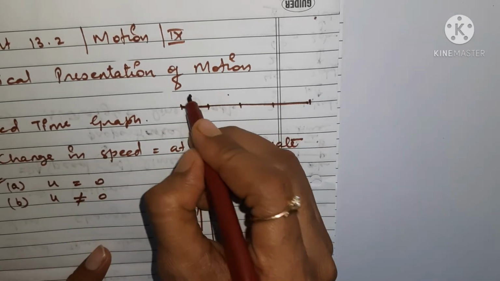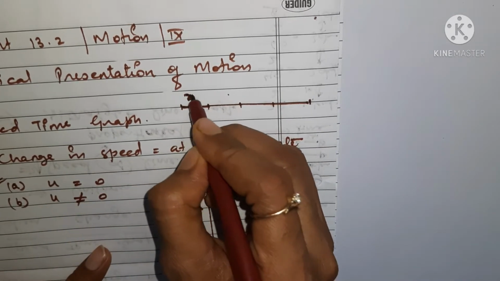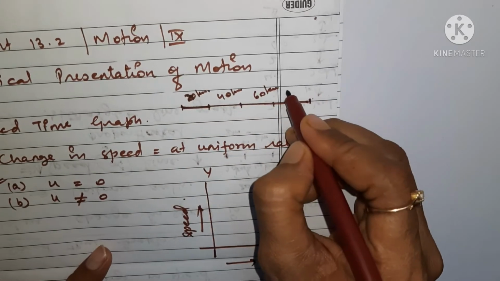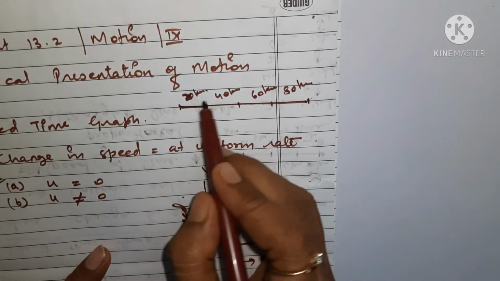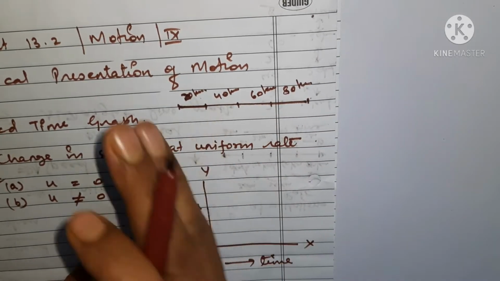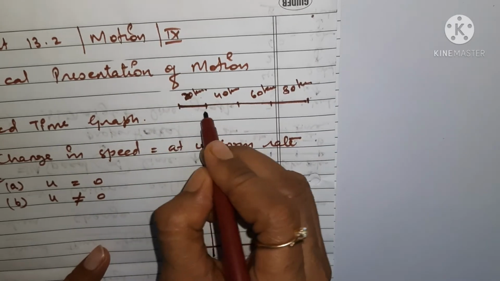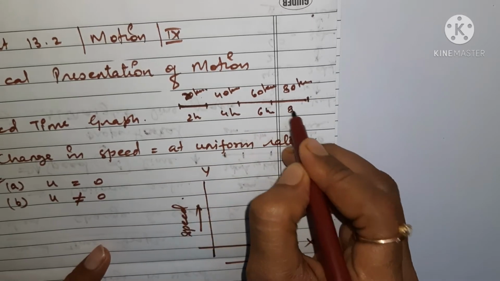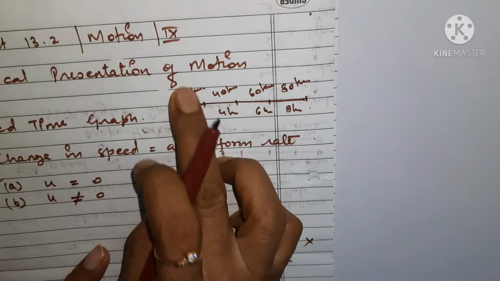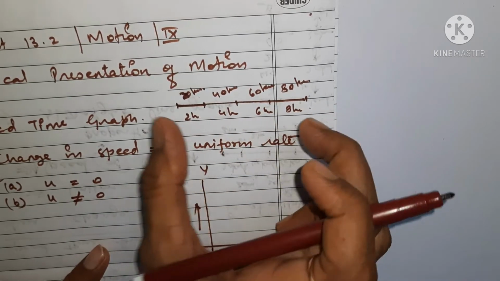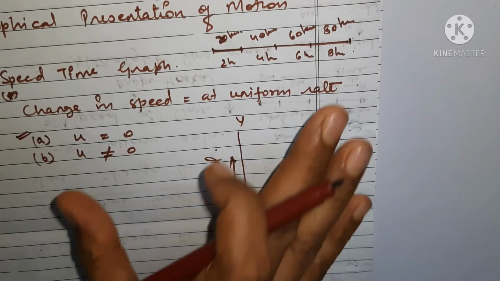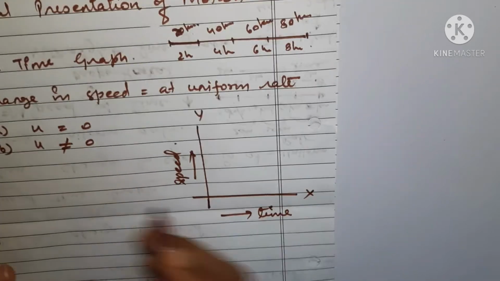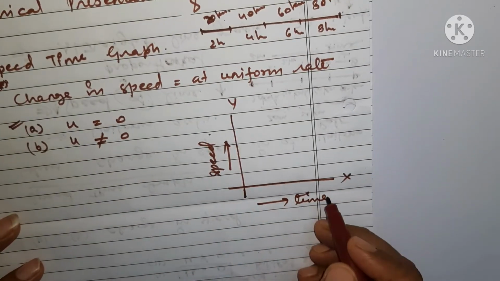So if it is say 20 kilometer per hour, here it could be 40 kilometer per hour, here 60 kilometer per hour, here 80 kilometers per hour. You can see the change is uniform. And here, if it is 2 hours, here it is 4 hours, here 6 hours, and here 8 hours. The change which is shown in this case is known as uniformity.